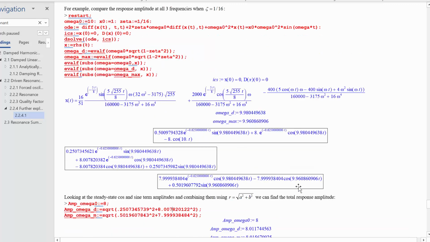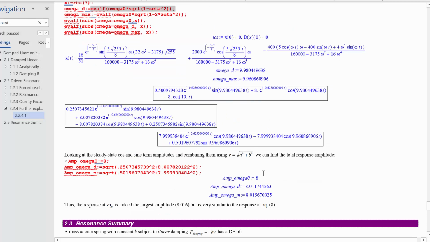As zeta gets smaller, the damped natural frequency, omega d, is going to get closer and closer to just omega naught. And then when we drive it at that frequency, the amplitude is going to get closer and closer to the amplitude at the natural frequency. Still, that's not the maximum amplitude we could get. If instead we put in this omega max term, then we find that the amplitude, this negative 8 cosine and 0.5 in sine, turns out to be slightly larger. So larger still than we got at omega d.